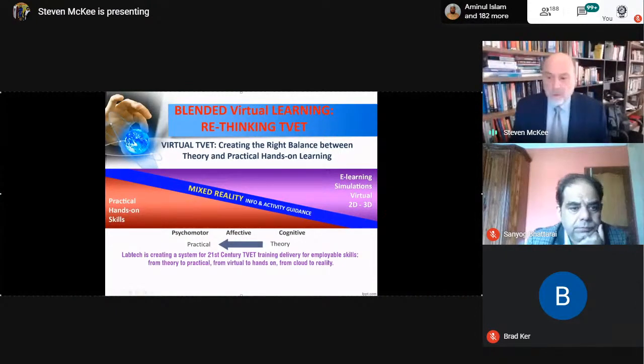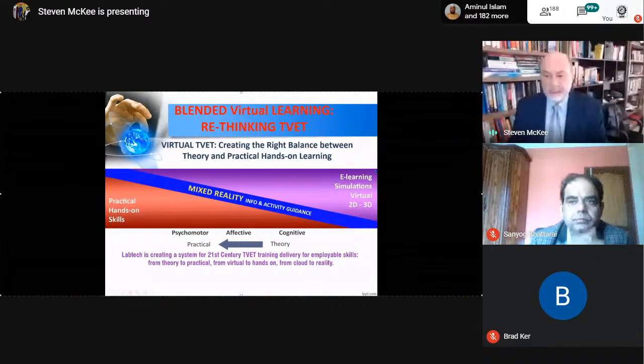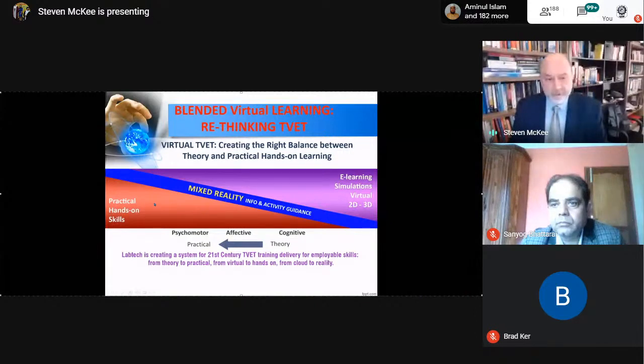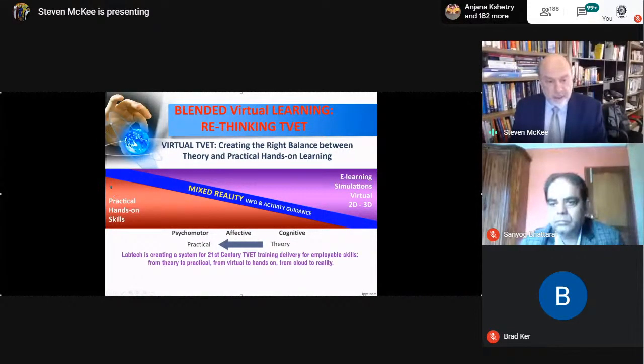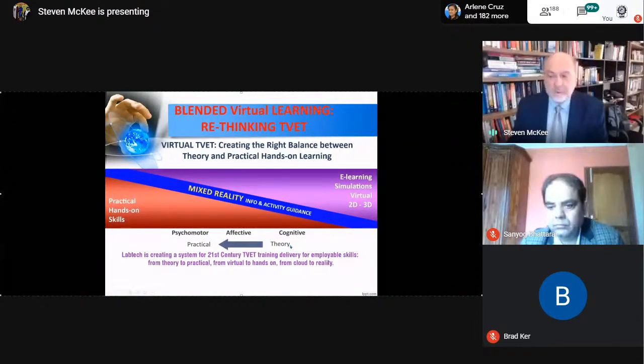First of all, what we're looking at is the learning process. And we start on the right and we move to the left here. So this would be the beginning, and at the left would be your ending point. So we generally move, courses for the most part go from theory and they move more into the practical.